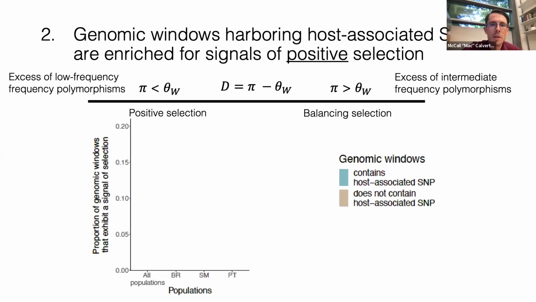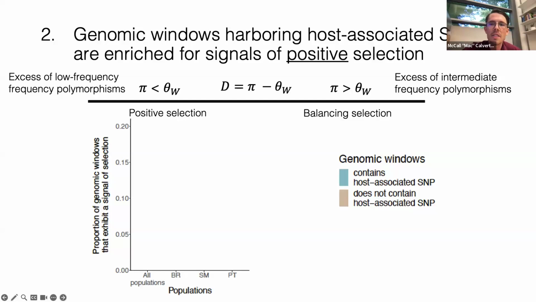And we performed a sliding window analysis where we estimated Tajima's D in non-overlapping windows of 10 kilobases, which roughly approximates the genome-wide average recombination distance. And then we took all of the windows that exhibit a signal of positive selection and asked whether those windows were enriched for host-associated SNPs.